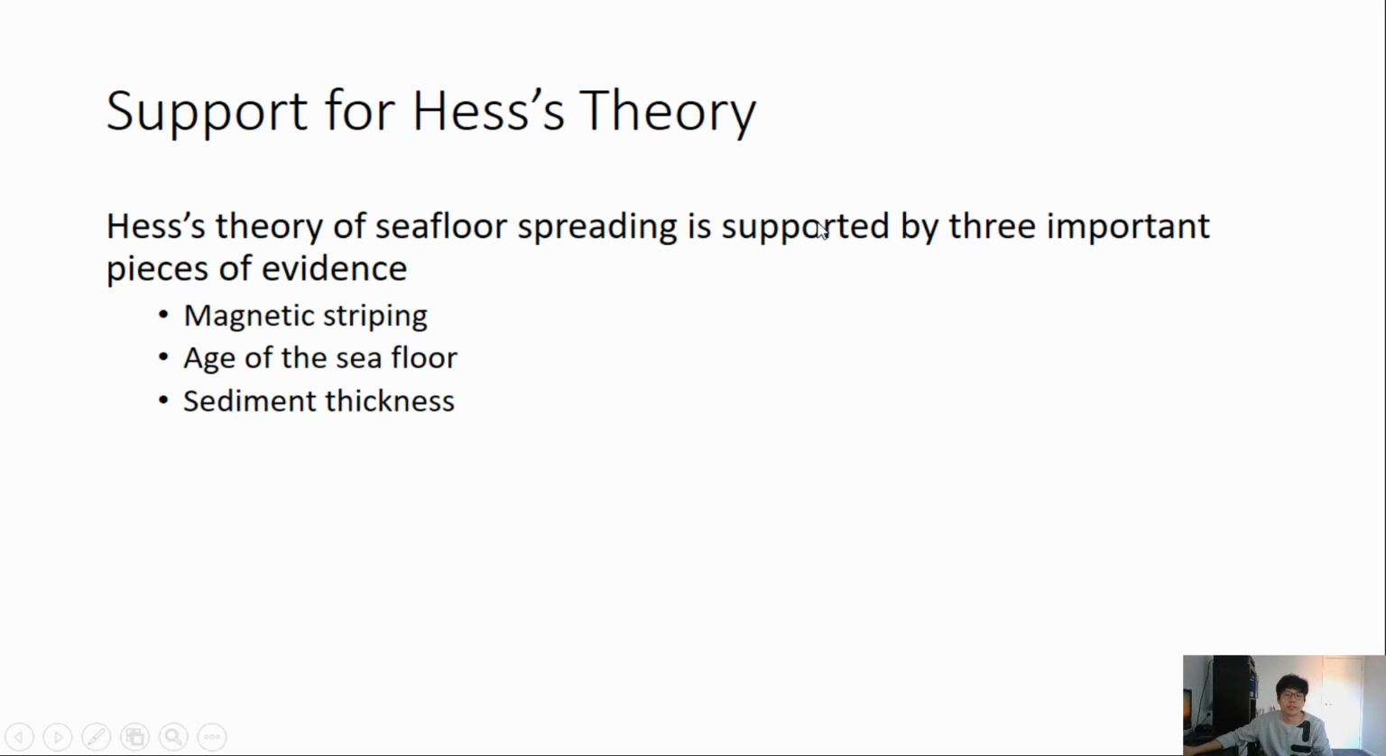The theory behind seafloor spreading is often known as Hess's theory as well, and Hess's theory of seafloor spreading is supported by three important pieces of evidence. These are known as magnetic striping, age of the seafloor, and sediment thickness.